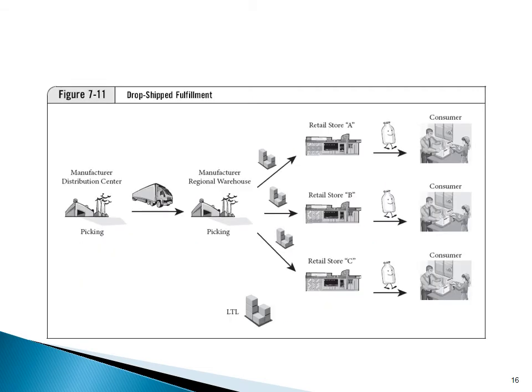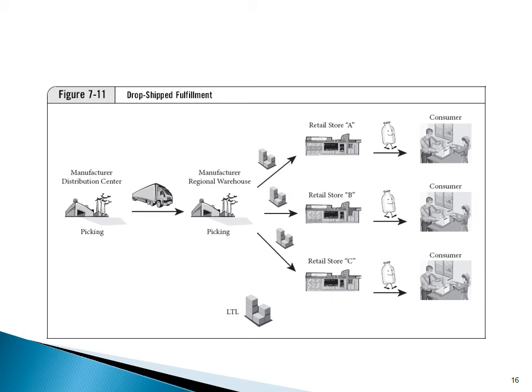Now, if you take a look at this figure, this talks about the drop shipment. We see that over here, instead of the retailer's warehouse or distribution center, there is the manufacturer's regional warehouse. So the manufacturer ships his goods to his regional warehouse, from where goods are moved in cases in less than truckload.